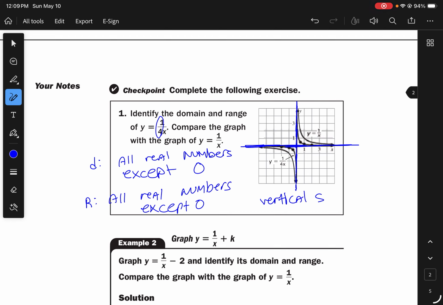And again, that's the kind of question that I would ask you on a final. How does y equals 1 over 4x compare to 1 over x? And you say, well, it's 1 in comparison to 1/4, so we have a vertical shrink here.